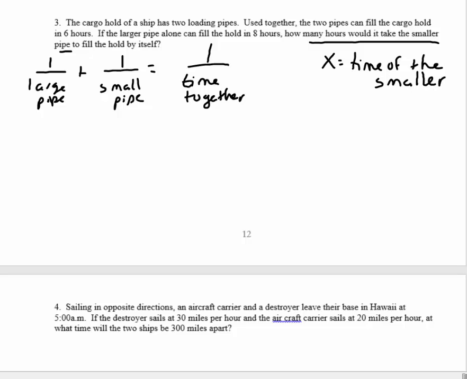Now let's fill in for what we know. Do we know the larger pipe? Well, it says that the larger pipe can fill it in 8 hours, so its time is 8, so 1 over 8, plus the smaller pipe, we don't know, we called it x, so 1 over x, equals 1 over the time together. How long does it take them to work together? We'll use together, the two pipes can fill the hold in 6 hours, so 1 over 6.